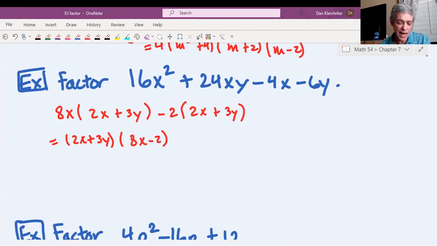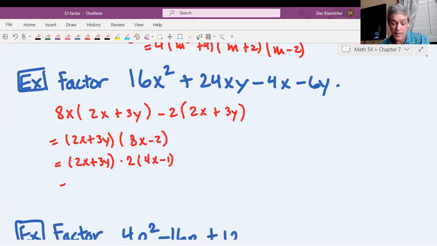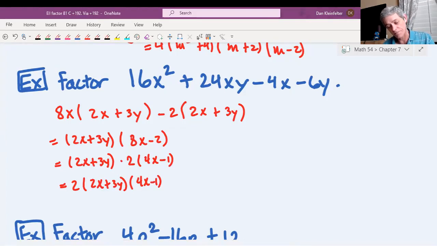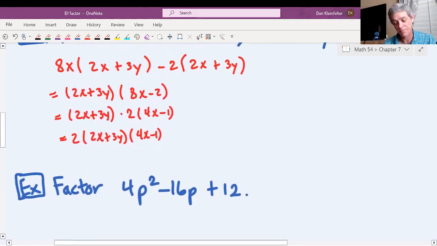Now you can see in 8x minus 2 where we're going to get this common factor of 2 from. If you did that at the beginning, you've already taken it out. So we'll have a 2 out front, (2x plus 3y), and then (4x minus 1). Okay, and that will finish it. Definitely want to take that 2 out at some point.